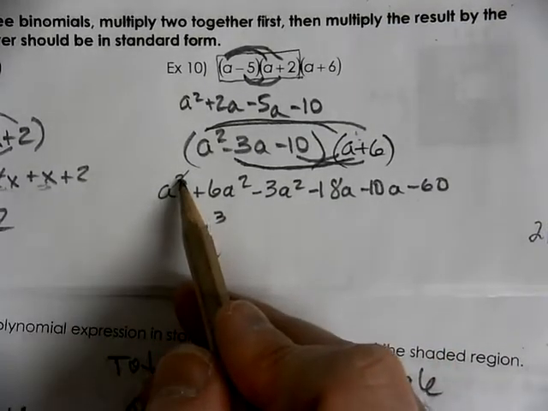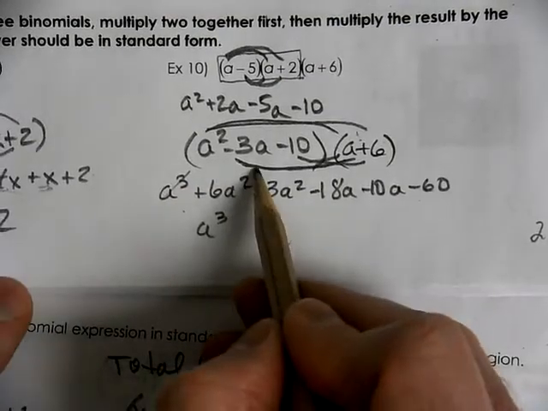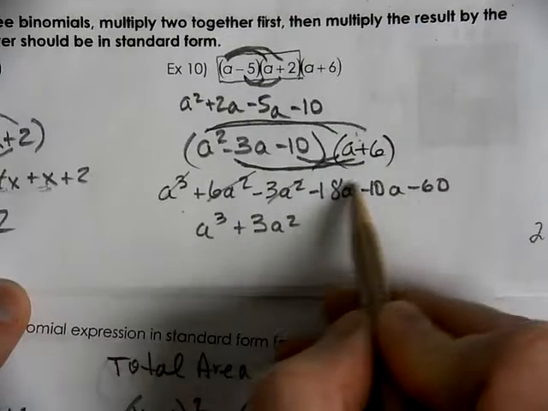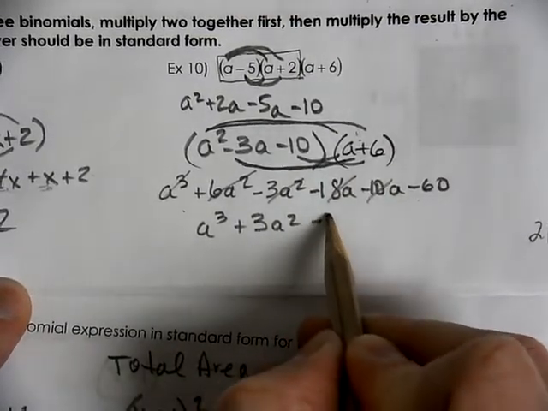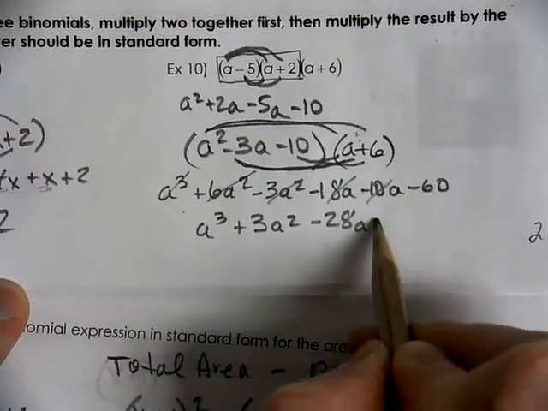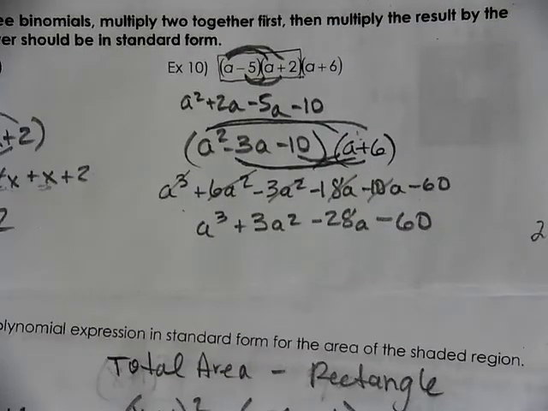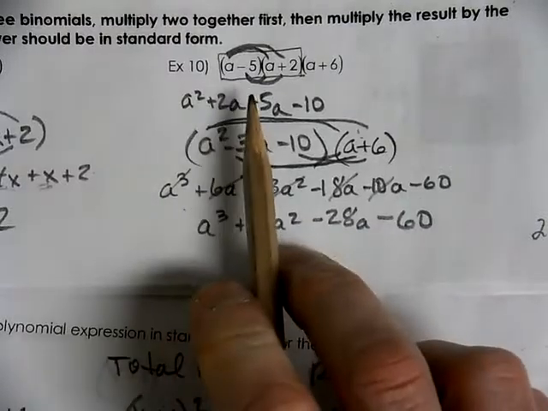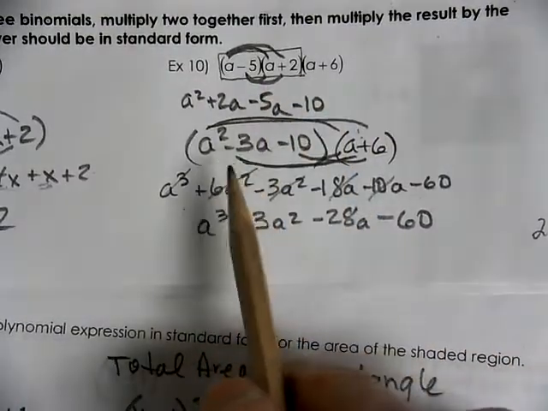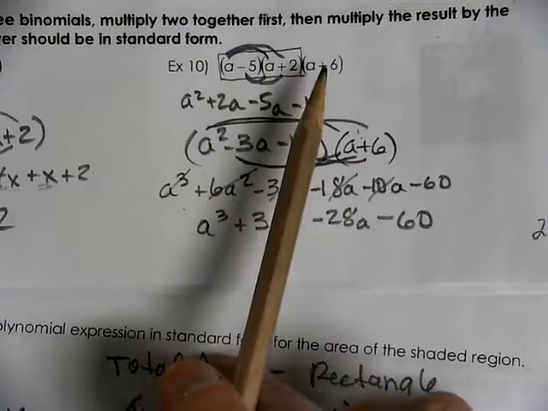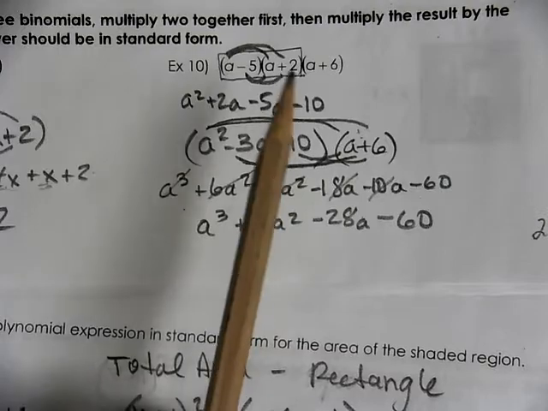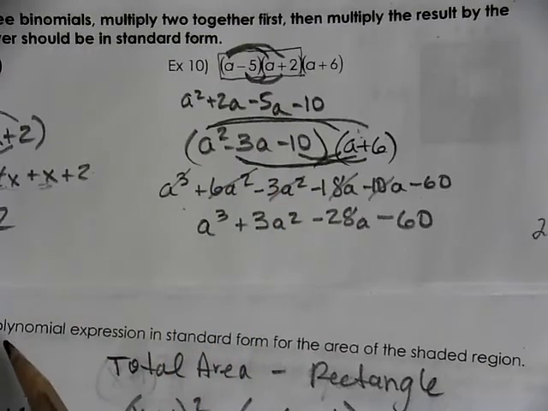Grouping your like terms, you know you have a cubed, and your squares make a positive 3a squared, and your a's make a negative 28a, and your negative 60. So you've grouped together all your like terms. This came from multiplying 3 binomials together. We've talked about graphing polynomials and what that might look like. This would be the standard form of that type of equation.